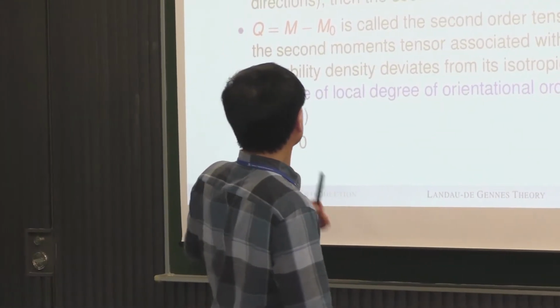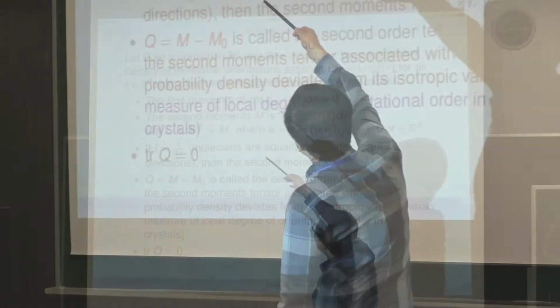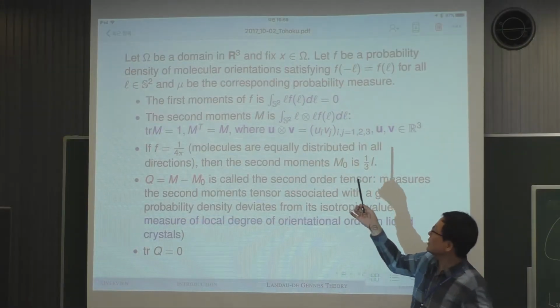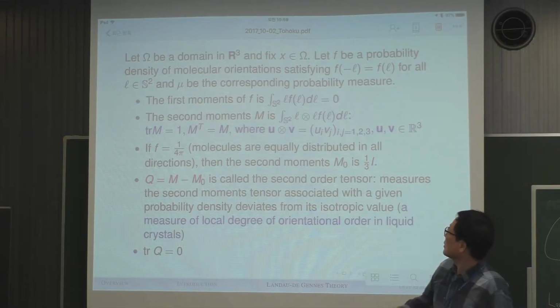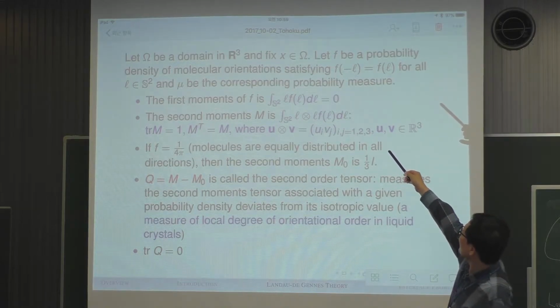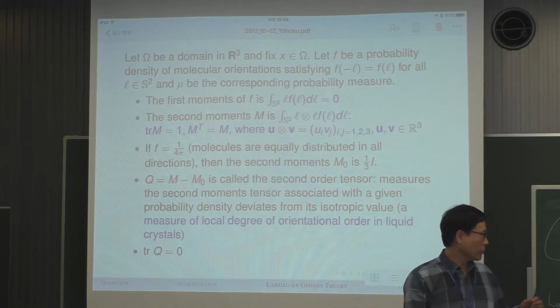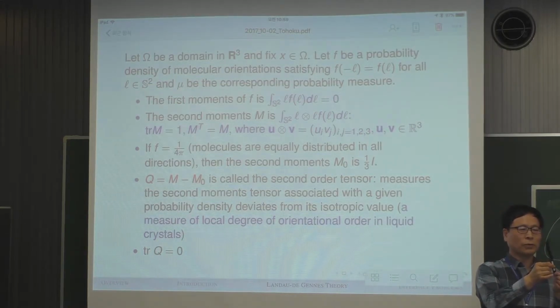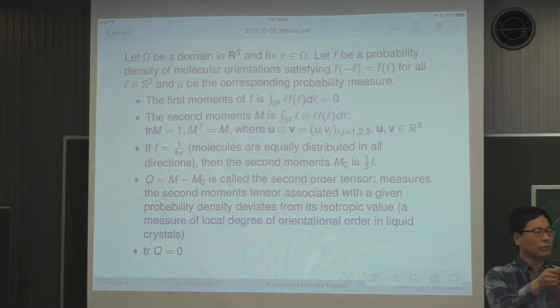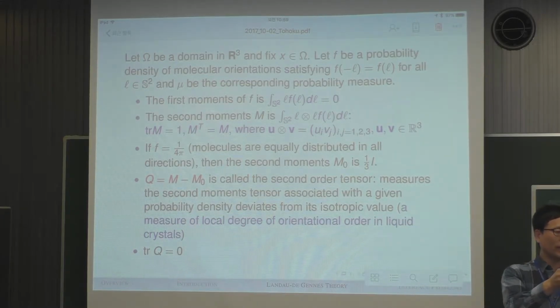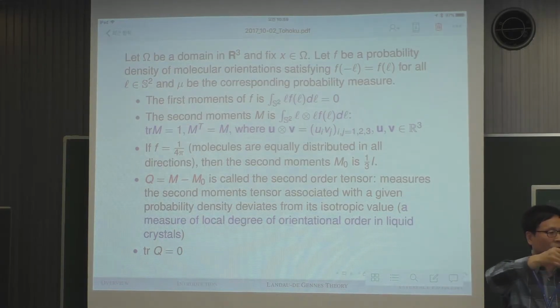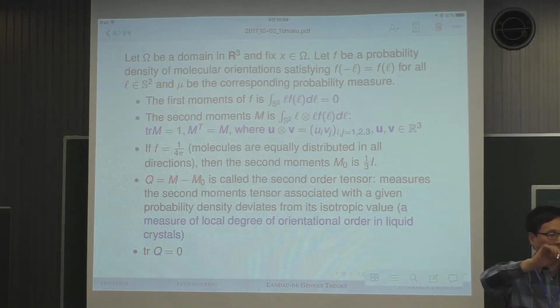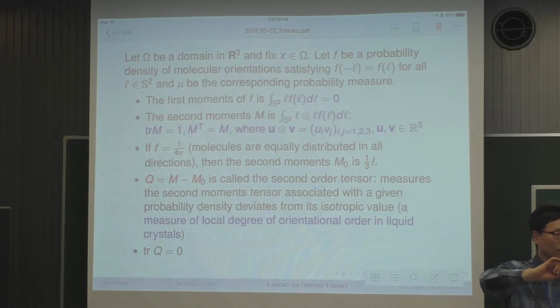So here is the setup. Suppose that omega is the domain in R3, and you take a point x. At this point, the molecules point in all directions. We assume that we don't distinguish head and tail, so n equals minus n. In the crystal model, n and minus n have the same energies.